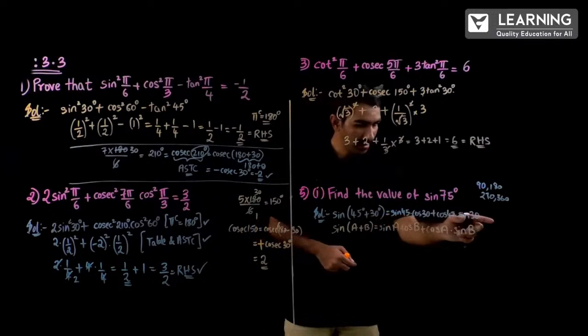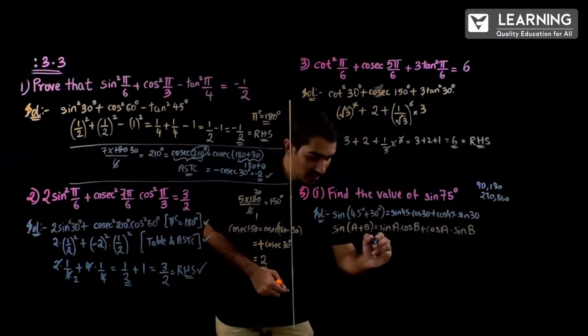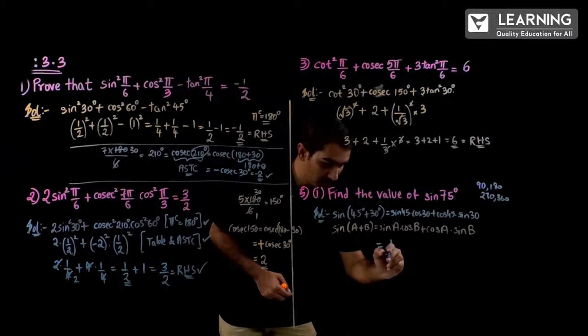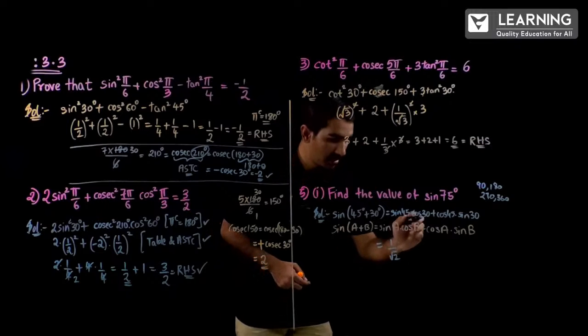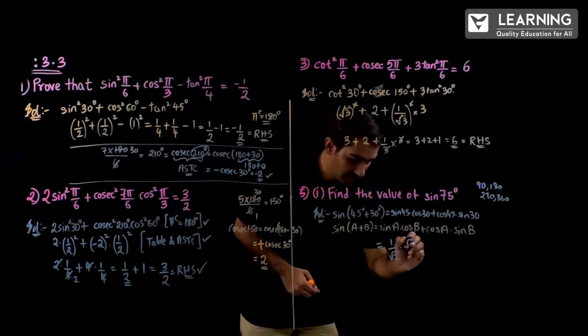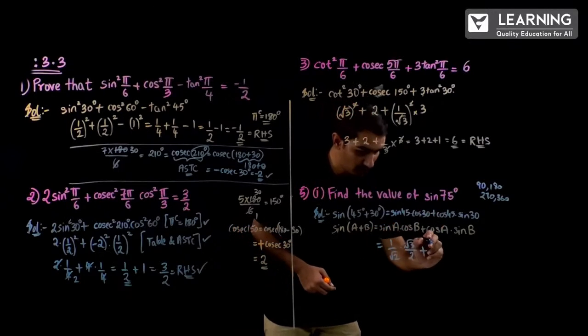You know these values, right? Because you have the table. Now substitute those values. Sine 45 is 1 by root 2. Cos 30 is root 3 by 2. Plus cos 45, 1 by root 2.